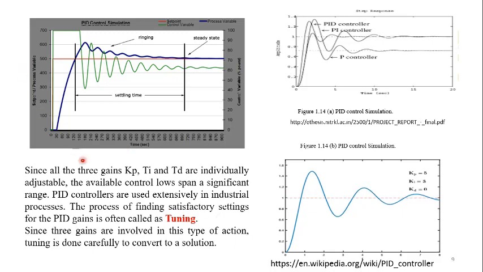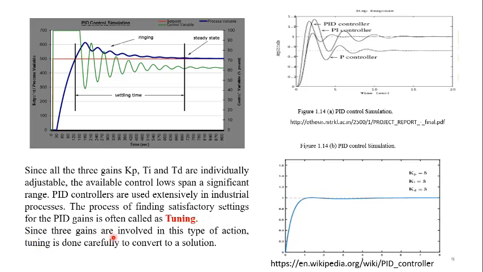Since all three gains, the proportional gain Kp, the time integral Ti, and the derivative rate of change in time Td, are individually adjusted, the controller lowers the span significantly to a range. Hence PID controllers are used extensively in industrial processes. The process of finding satisfactory settings for the PID gains is often called tuning.